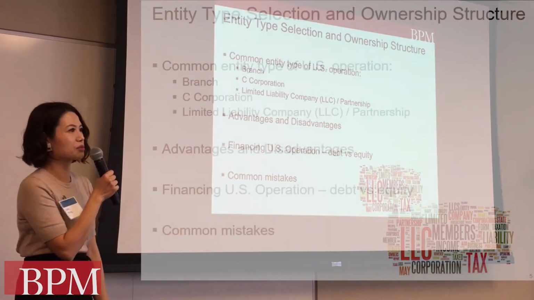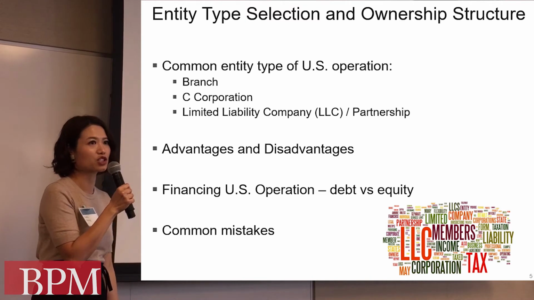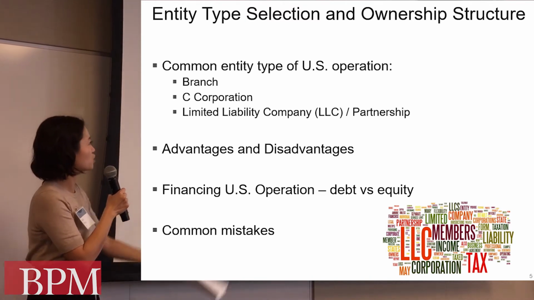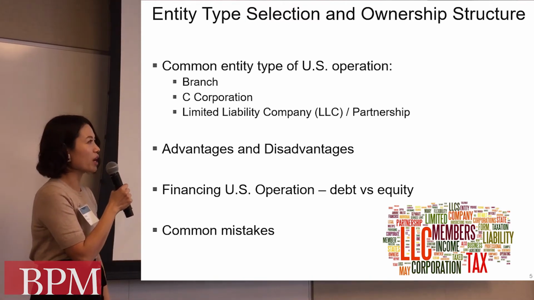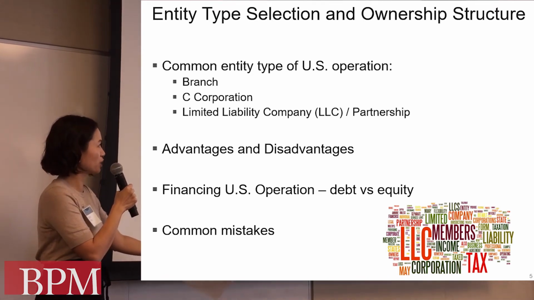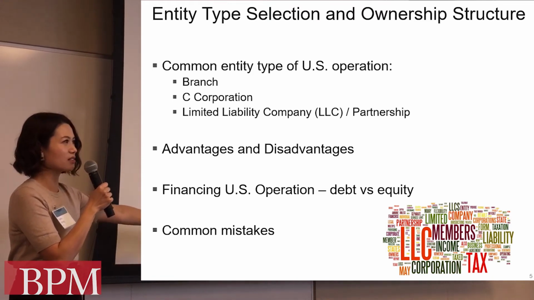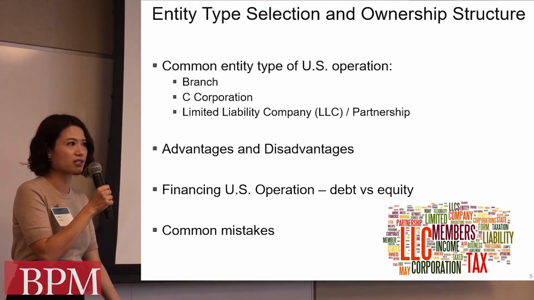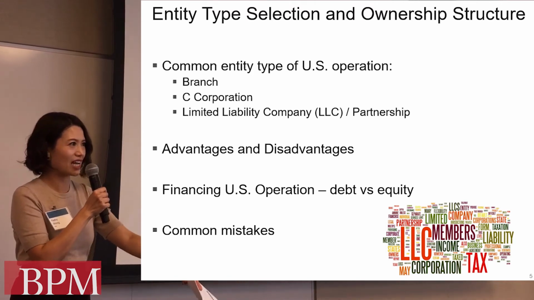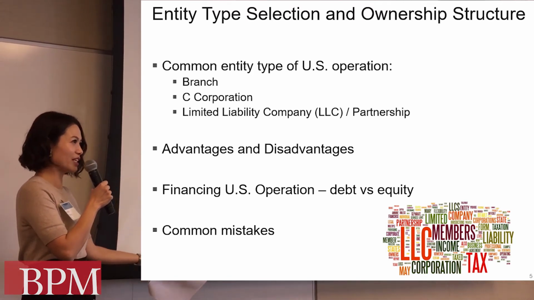So, financing the US operation, debt versus equity. As we just talked about, the business interest deduction limitation will also impact the way foreign companies are financing the US corporation, whether to do it as debt or equity. If you use debt, you may incur interest in the US that is subject to withholding tax, and some of the interest may not be deductible because of the limitation.